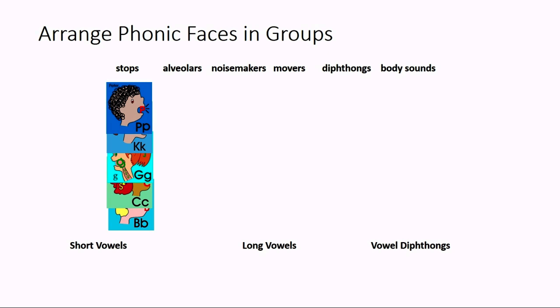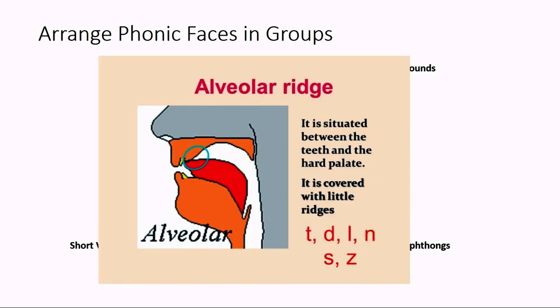So the next category are the alveolars. The alveolar is that little space pictured here. It's behind the teeth, this ridge. If you feel with your tongue, you can feel this sort of rough area right before the palate and immediately behind the teeth. And you can see the tongue touching that spot. So for T, D, L, and N, the tongue actually touches that spot.